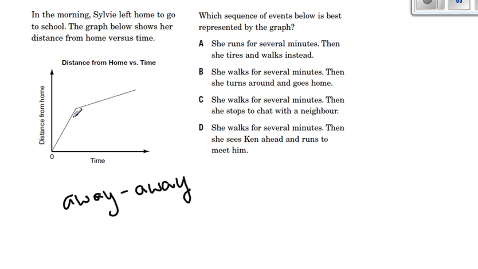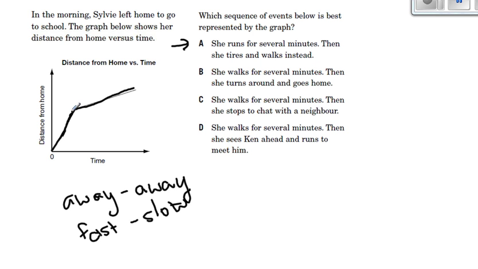And the other thing that's interesting is when I change speeds, do I go from fast to slow or slow to fast? Well, a fast line is a steep line, and I can see that the first section is much steeper than the second section. So it goes from fast to slow. So now I'm going to look at the options I'm given. Which sequence of events is best described by the graph? A, she runs for several minutes, then tires and walks instead. Could be that one. B, she walks for several minutes, then she turns around and goes home.